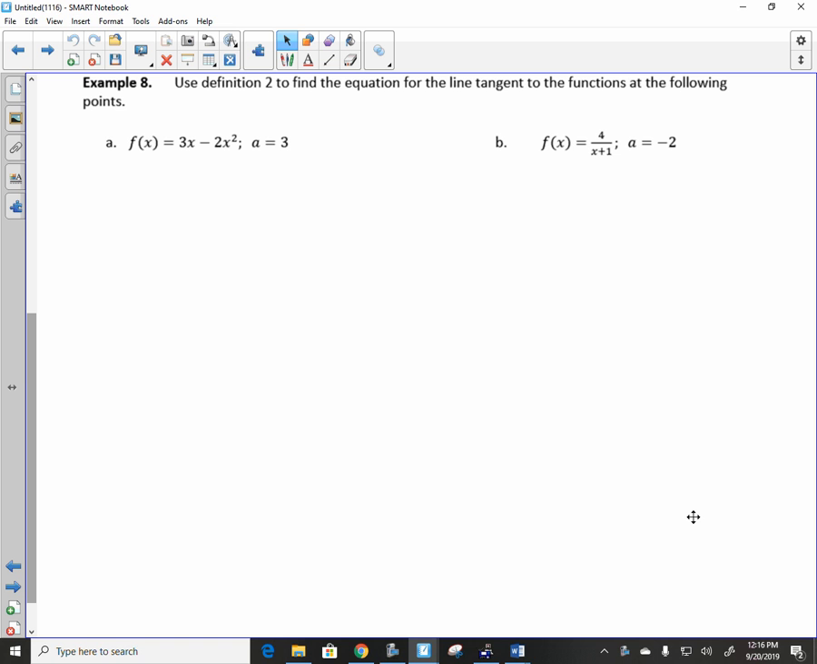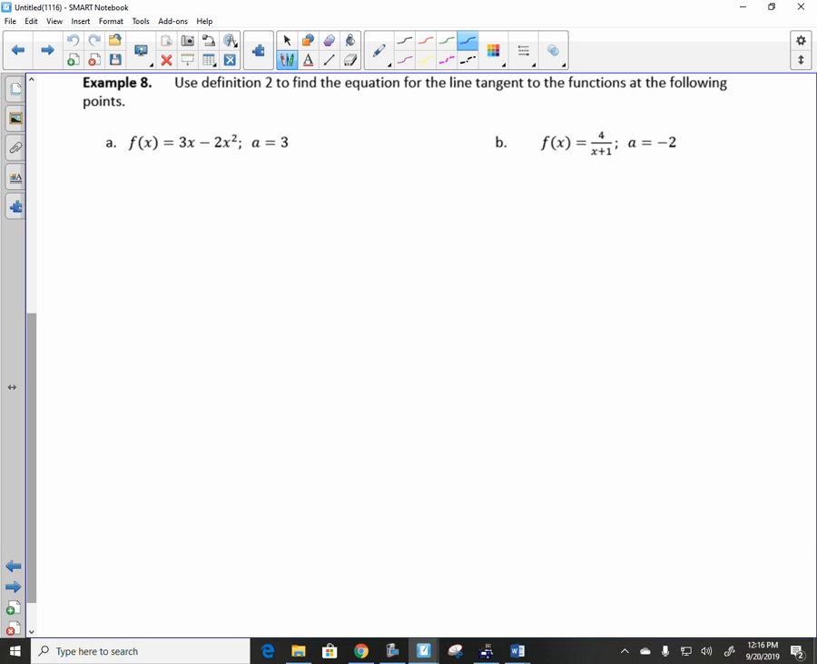We look at example B, f of x is equal to 4 over x plus 1 for a equals negative 2. My apologies. Yesterday I struggled a little bit trying to work through this problem because I'm trying to teach it two different ways. So I've made a decision that I'm going to show you two different ways of doing it today, and you get to choose which one you want. Got it?